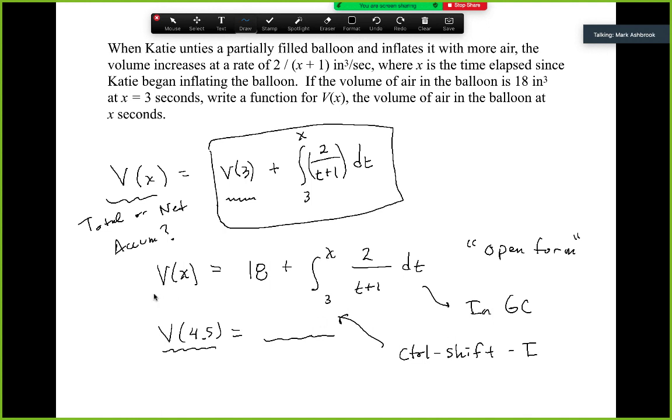So you can define a function, use Control 9 to define the function, equals 18 plus, and then do Control Shift I, which will get you the integral symbol, and then just fill in the blanks, 3 to x, and then put your rate dt. Then come on a new line, and just do v of 4.5, and it'll tell you what the value is. It'll tell you how much volume of air is in the balloon at 4.5 seconds if this is the rate of change.